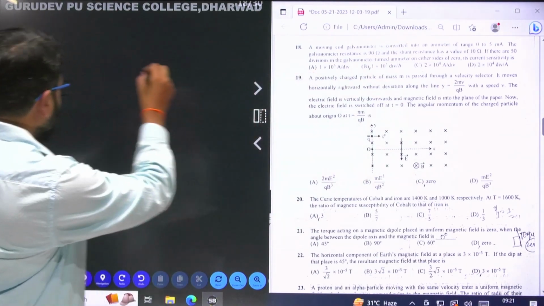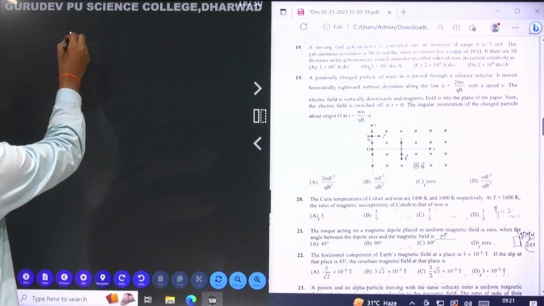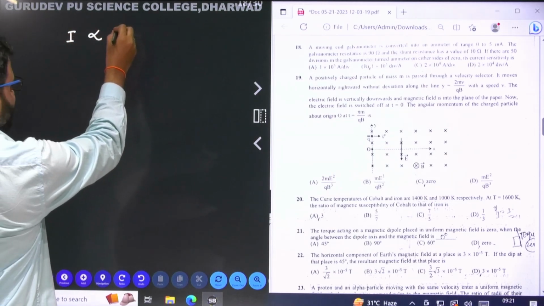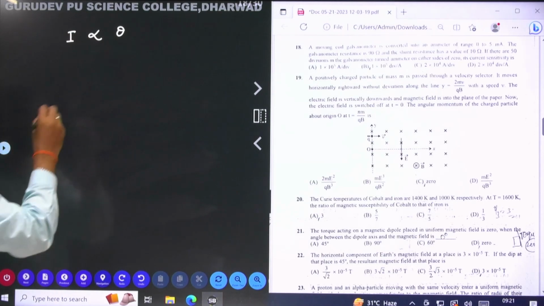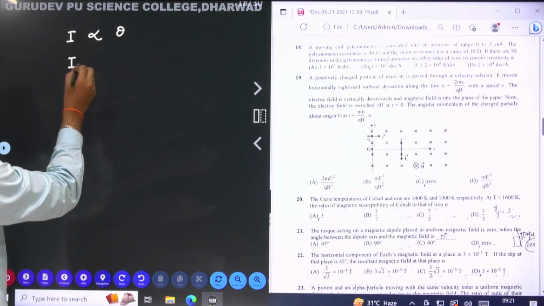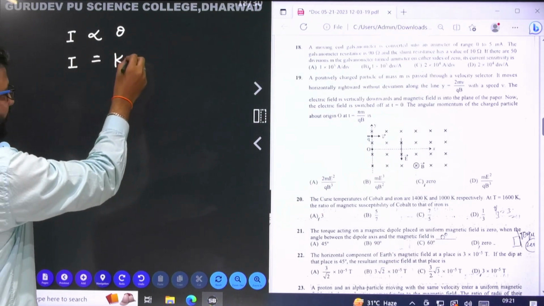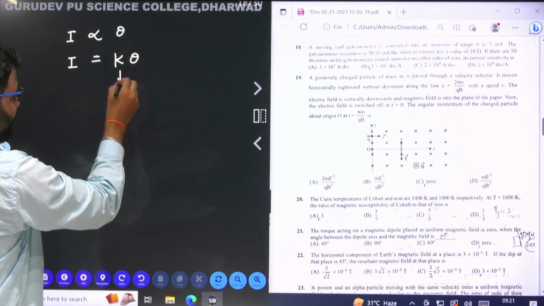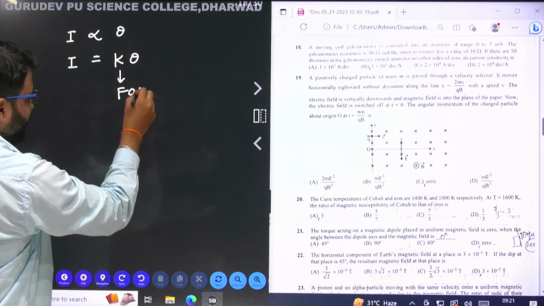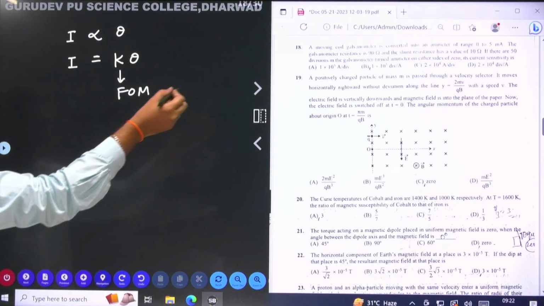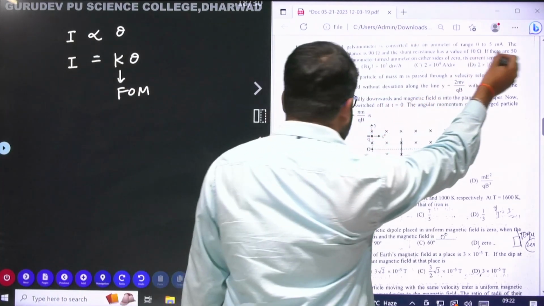As I already have studied from my previous concepts, if I is the current through the galvanometer, it will be proportional to the deflection in the galvanometer. So I is proportional to theta, then I equals K into theta. What is K here? Figure of merit, which you have studied in your practicals as well as theory classes.